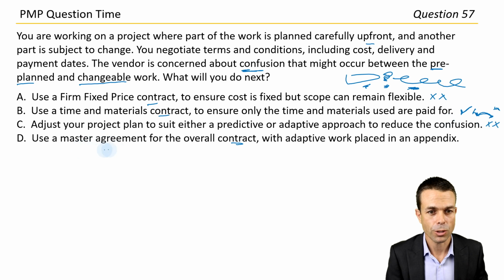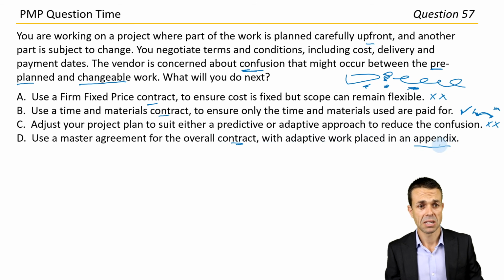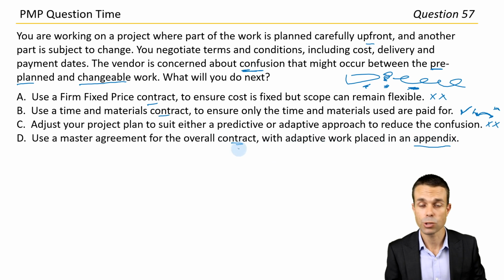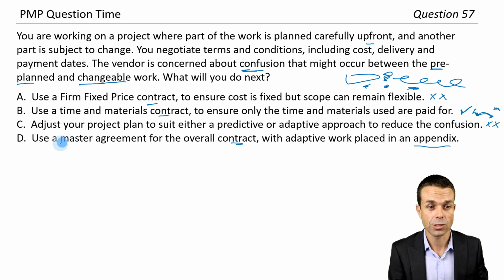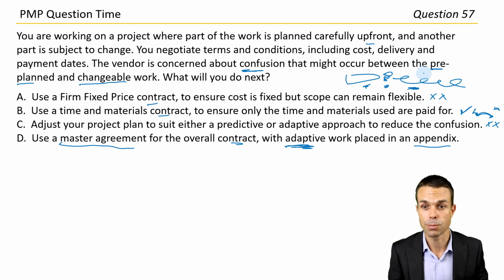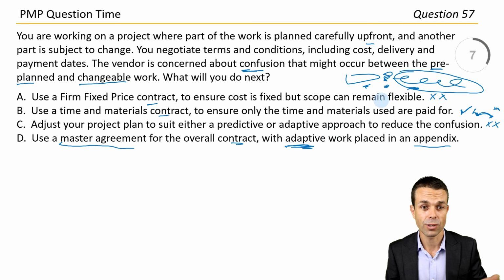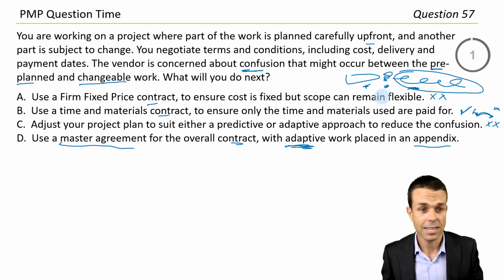Use a master agreement for the overall contract with adaptive work placed in an appendix. Okay, that actually could work, especially because we're talking about contracts. We have a master agreement on what we need, and then the adaptive work is placed in the appendix so that we're aware that there is some changeable work happening as well. It's still part of the contract, so it still works for us. It gets rid of any confusion because it's all written in the contract. I think that's actually pretty good. Let's go with answer D.